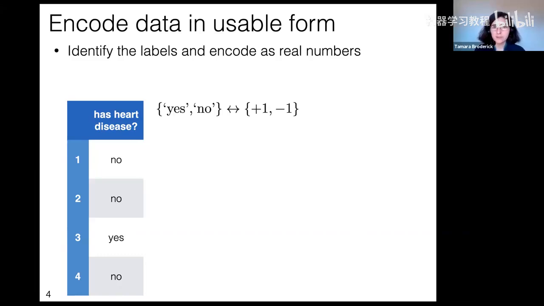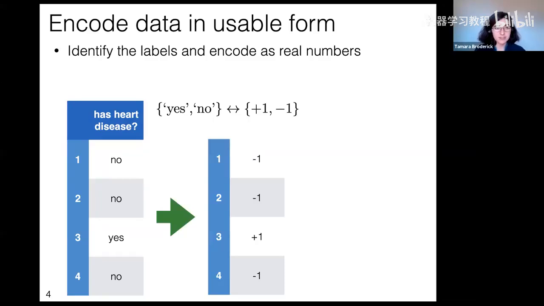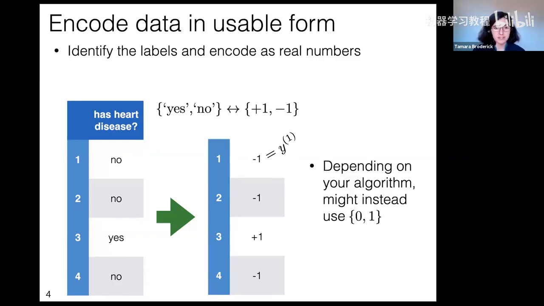And so in particular, the way that we've been doing that so far is we've been saying we'd like to turn this into +1s and -1s. And so we might say that, say here that yes is going to be +1 and no is going to be -1. And so we can turn this set of labels now into +1s and -1s. And so in particular here, the label for our first data point, which we've been calling Y1, will be -1 in this particular case.